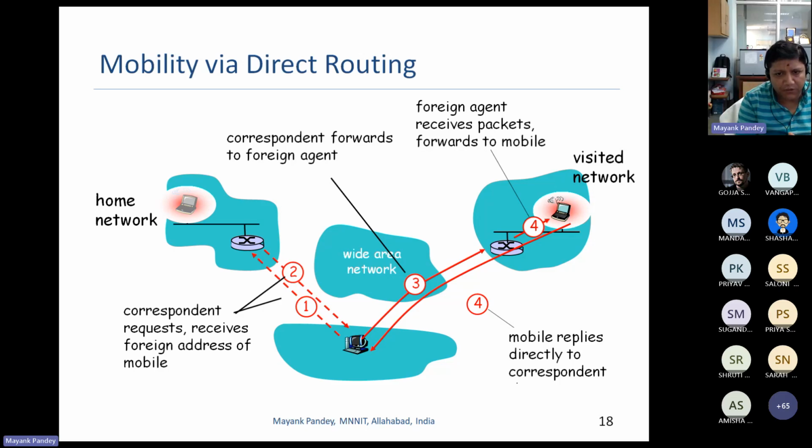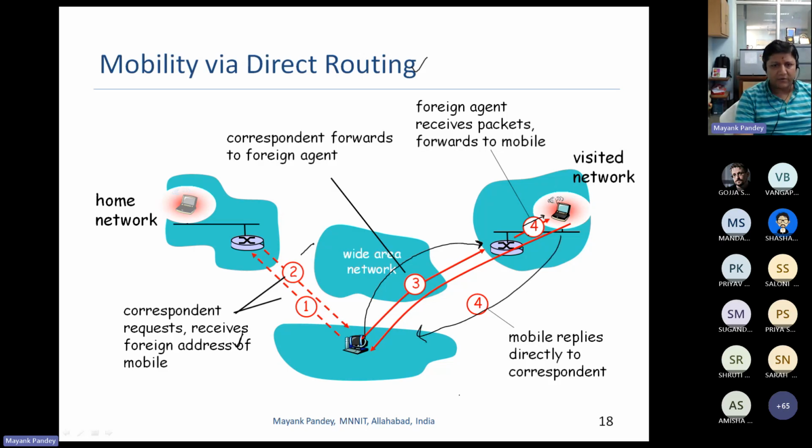There's a small change in that. First step, the correspondent node receives the foreign address of the mobile. Now the correspondent node can directly send packets towards the foreign agent. This is known as direct routing. And the foreign agent can forward it to the mobile, and the node can reply directly to the correspondent node.